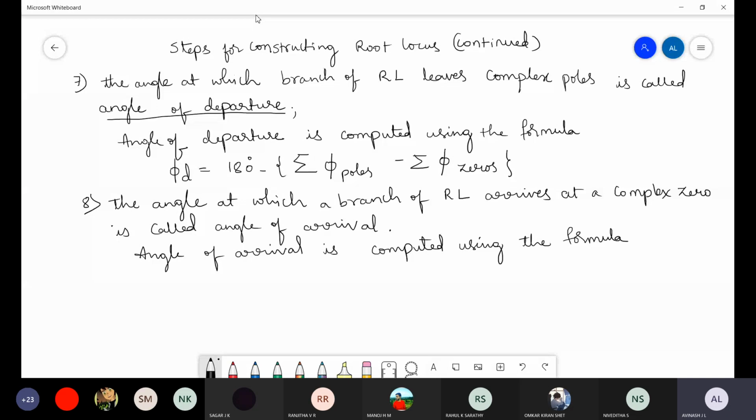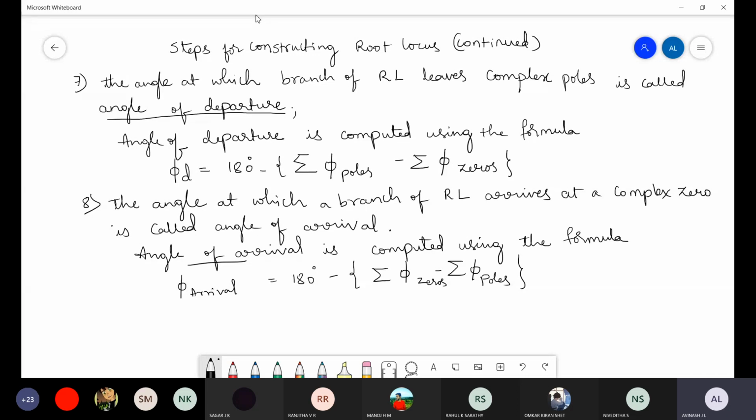What is the formula? We write phi arrival is equal to 180 degrees minus, taking it in reverse, summation of angle phi z minus summation of angle phi p, the poles. Poles and zeros we can write here. So here I can see the two equations, angle of arrival and angle of departure. Phi d equals 180 degrees, which is common, minus the summation of poles minus the summation of zeros.